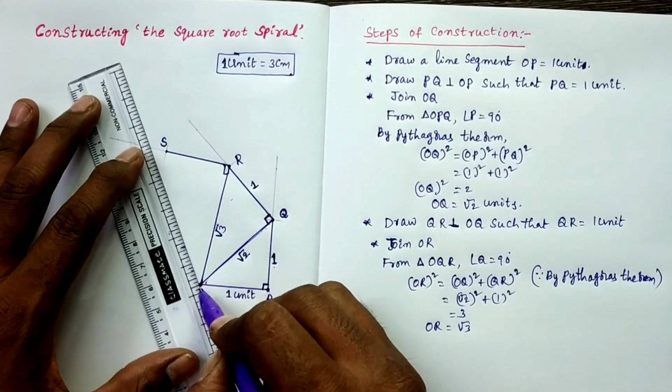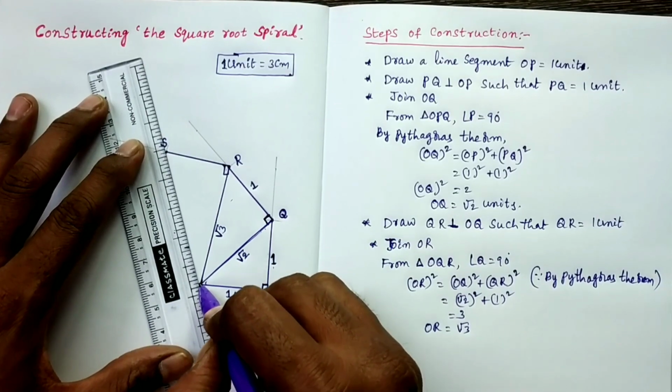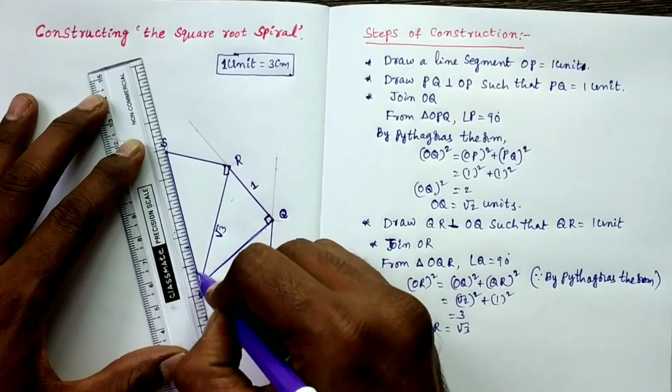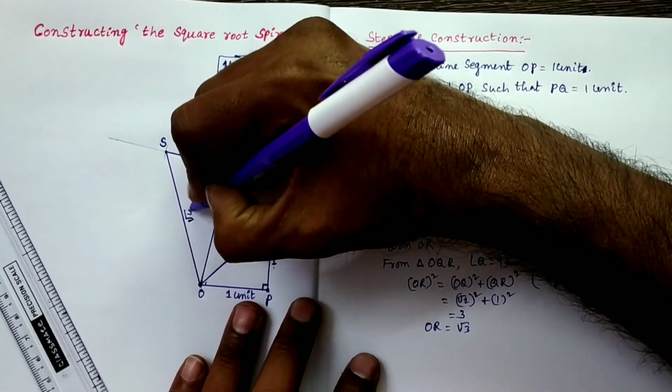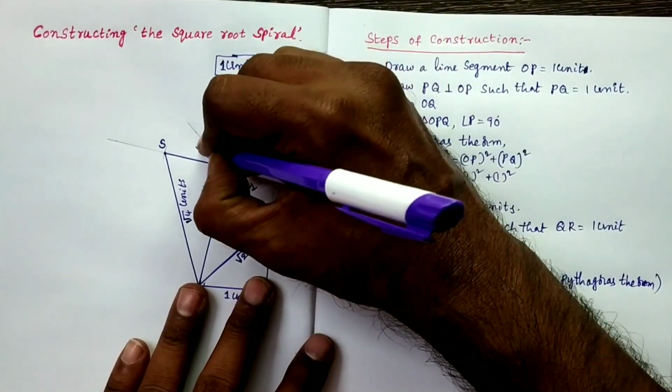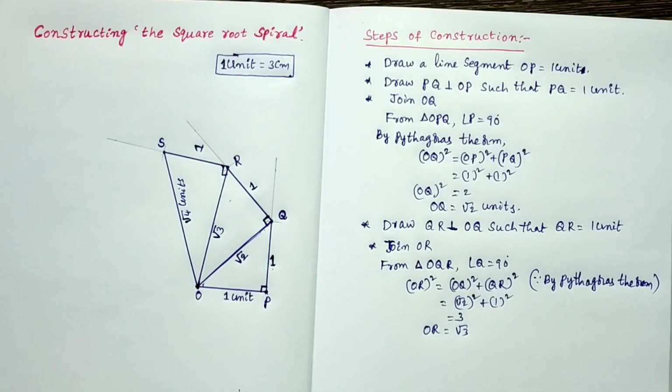Now you join O, S. Then it will be square root 4 units. RS is 1 unit. And continue like this process.